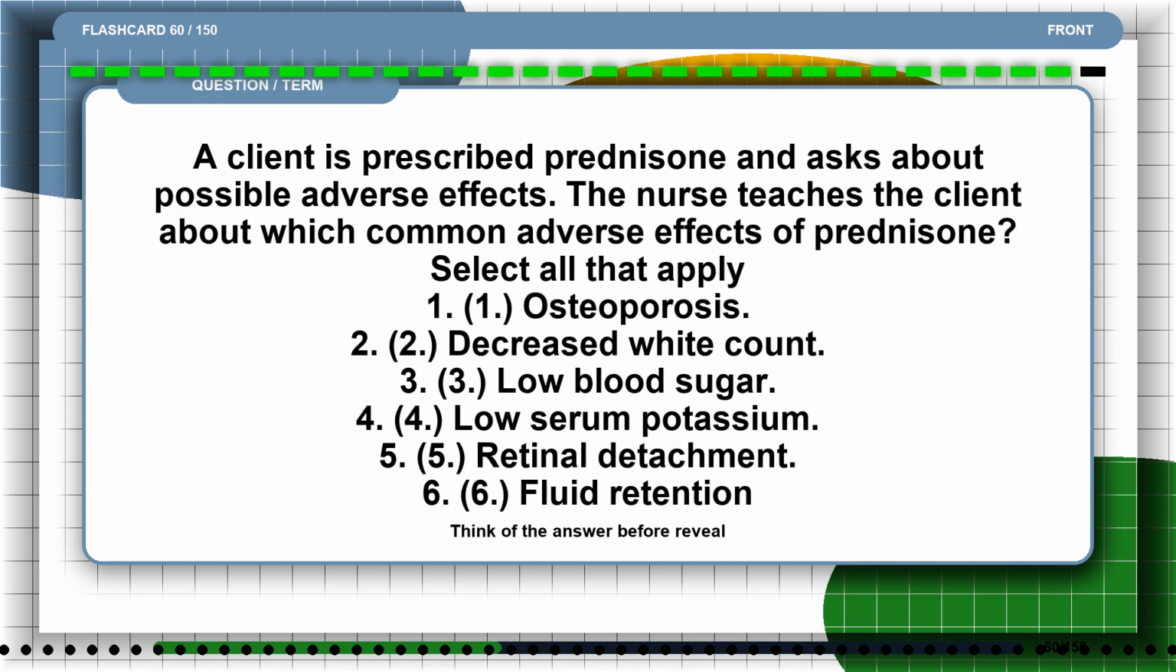Flashcard 60. A client is prescribed prednisone and asks about possible adverse effects. The nurse teaches the client about which common adverse effects of prednisone. Select all that apply. 1. Osteoporosis. 2. Decreased white count. 3. Low blood sugar. 4. Low serum potassium. 5. Retinal detachment. 6. Fluid retention. Think of the answer before the reveal.